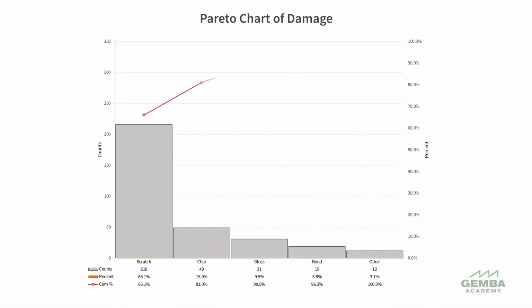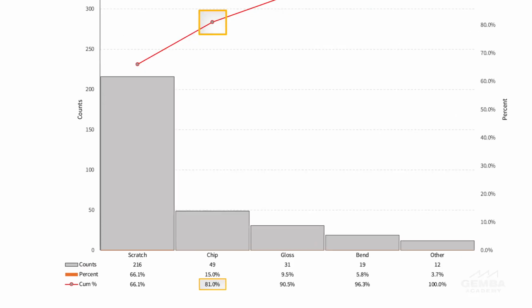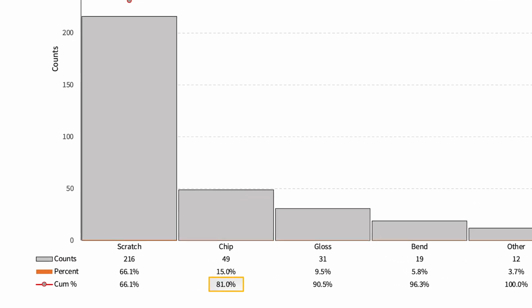We often use Pareto charts in order to identify improvement opportunities, especially when we're dealing with defect information. In this example, we can see that the defect of scratches is highest and may warrant further investigation. The red line plots the cumulative frequency of each bar. Here we see that together scratches and chips account for 81% of all the defects.